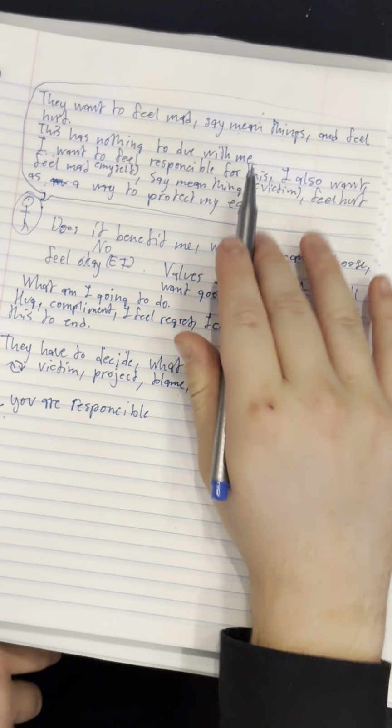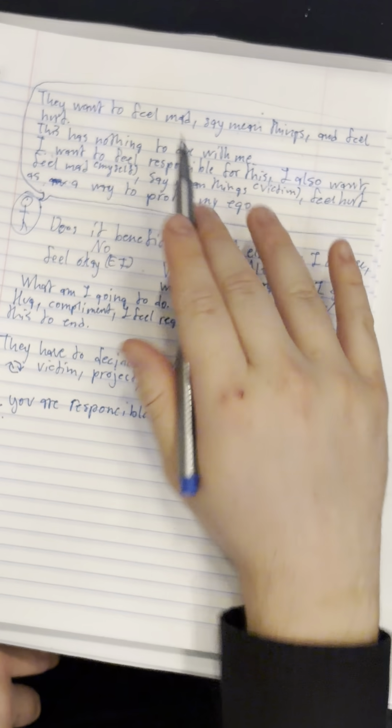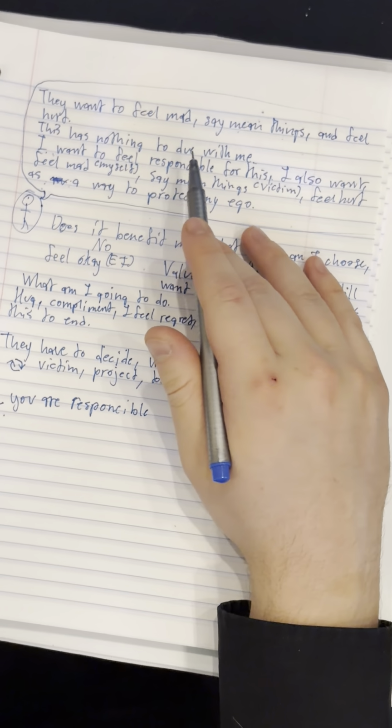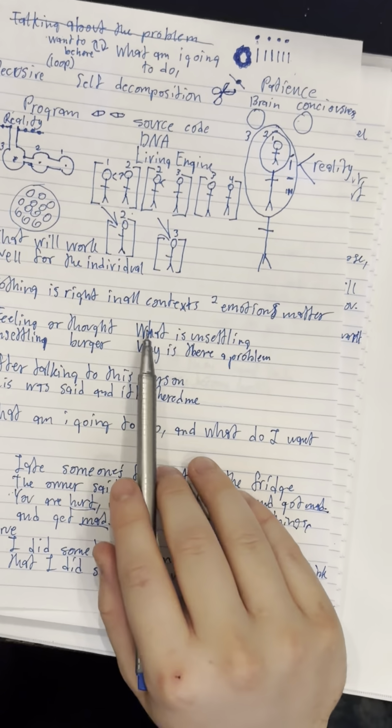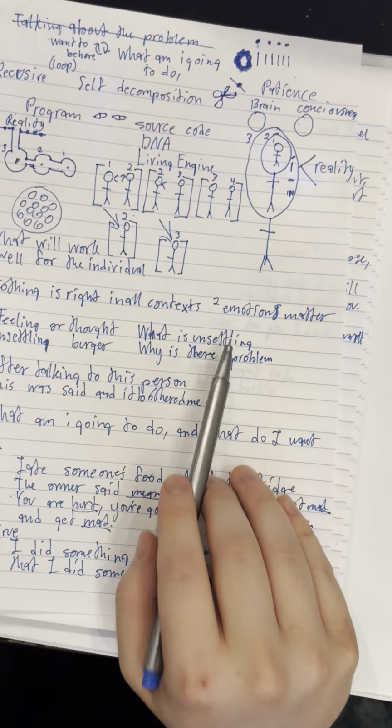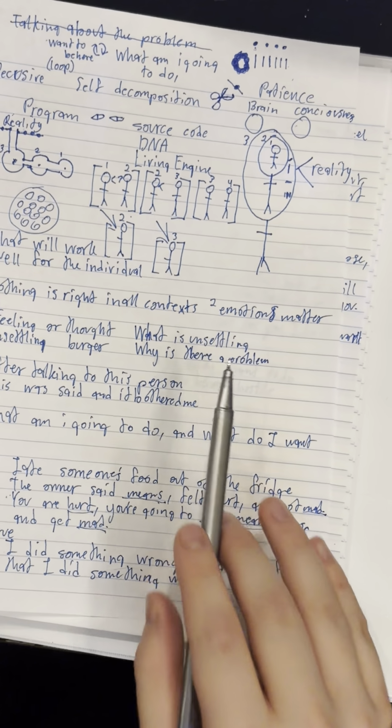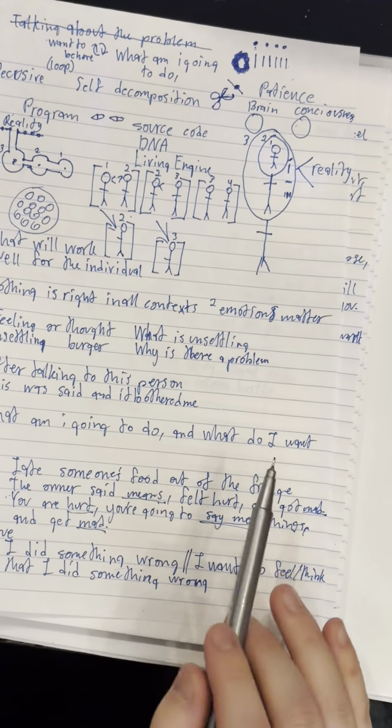Okay, now you have to restart this whole problem over again, which is to come to a conclusion about what are you responsible for? What do you feel? What do you think? Right? We're going to come here. We're going to say again, what is it that you're feeling? Right? Why is it a problem? What are you going to do? And what do you want?